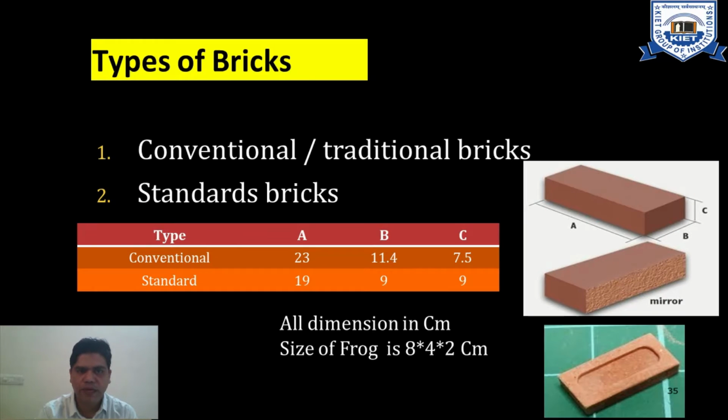The types of bricks. Bricks are classified as conventional or traditional bricks and standard bricks. Conventional bricks have dimensions of 23 cm by 11.4 cm by 7.5 cm, and the standard brick is 19 cm by 9 cm by 9 cm. All the above dimensions are in centimeters, and you can see this indentation at the top. This is known as the frog, and the size of the frog is 8 centimeters by 4 centimeters by 2 centimeters.